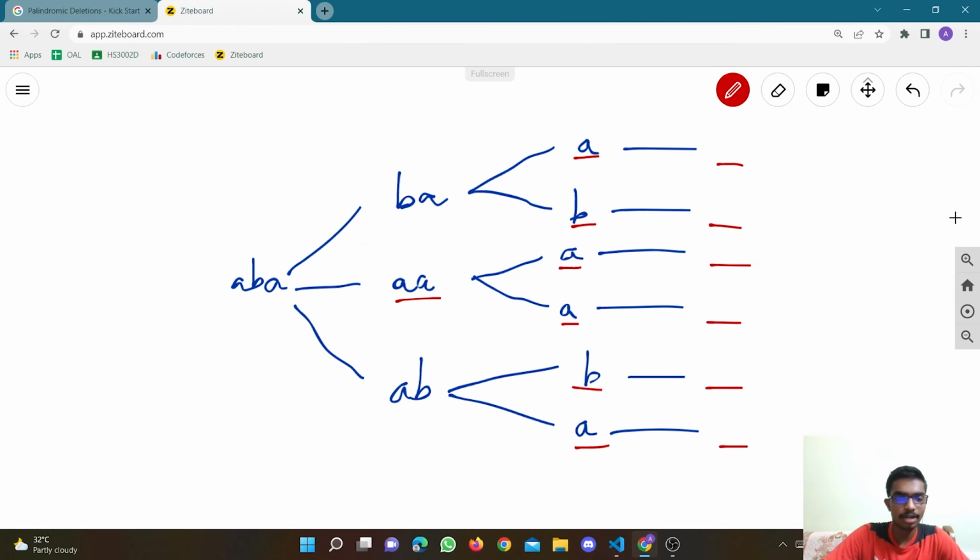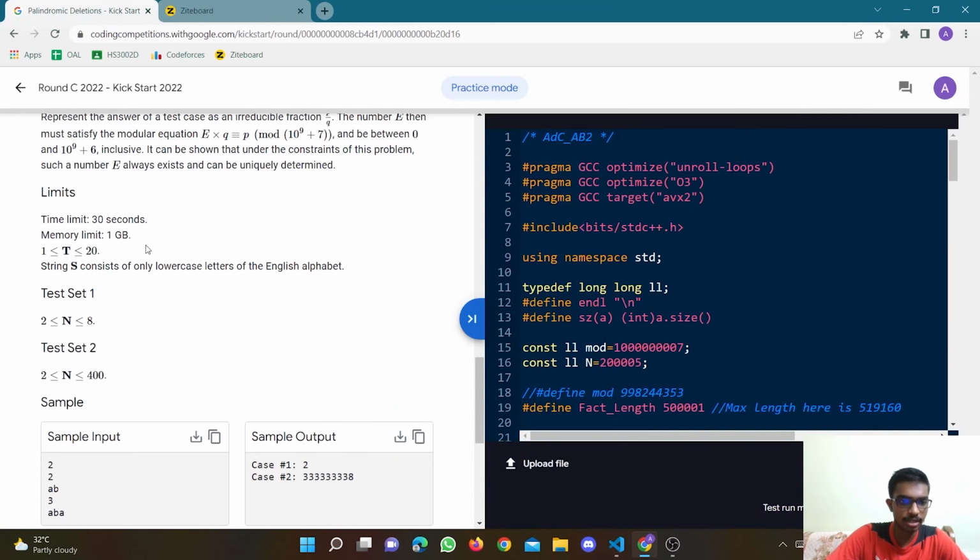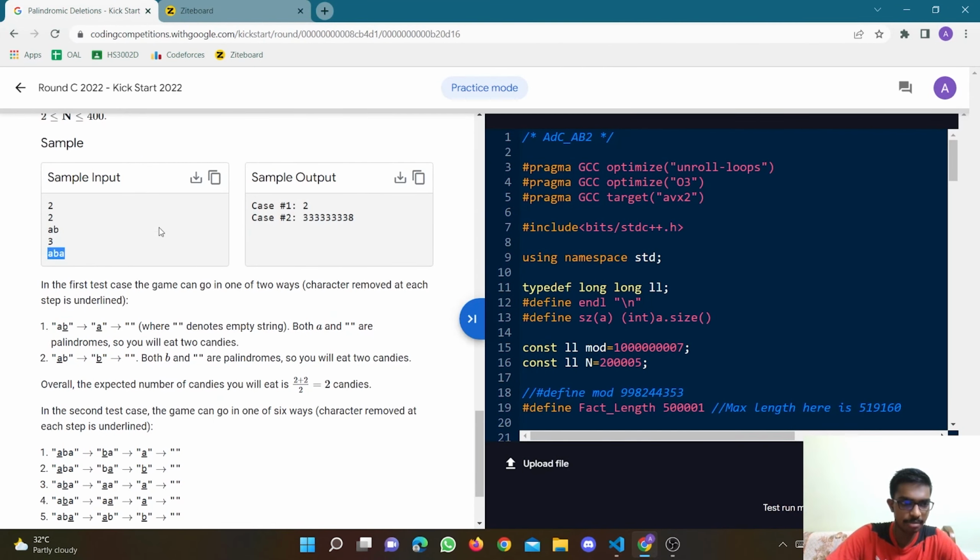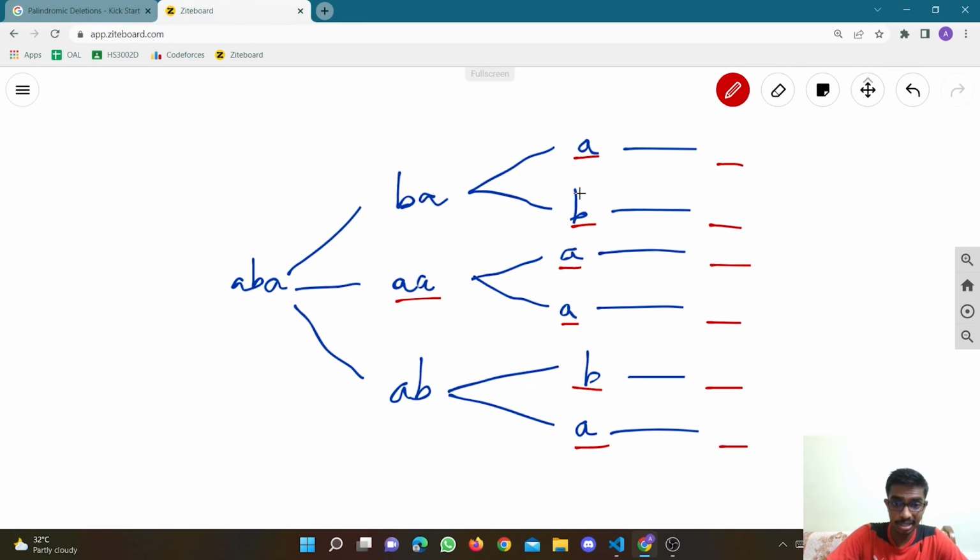So let's try to understand the question with the example given in the question. One of the examples given is ABA. I have written that example in this diagrammatic way. Now if we see ABA, we can uniformly make it into BA or AA or AB with equal probability, which in turn will become A or B, A or A, B or A, and all of which will become a null string. So I've underlined all the palindromic strings that we get in red color.